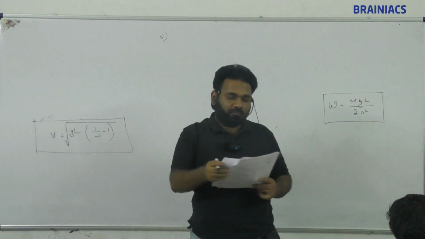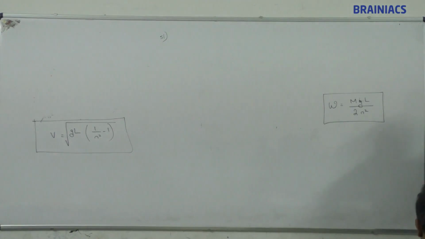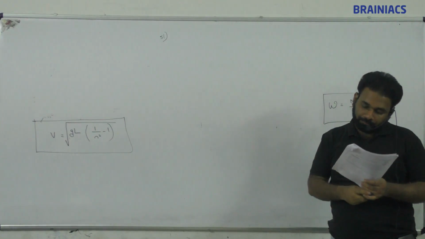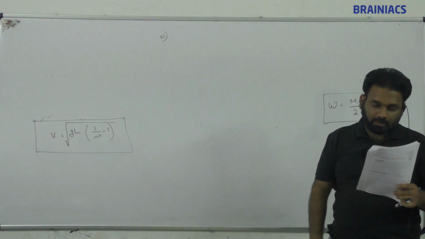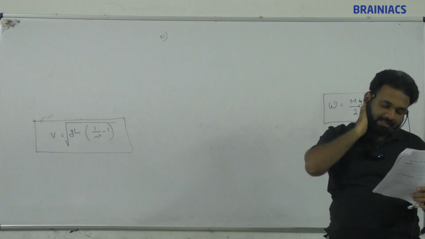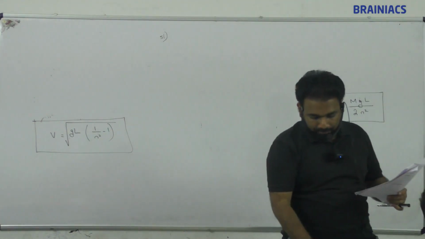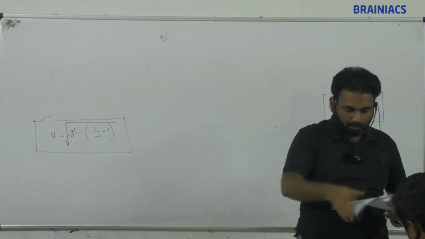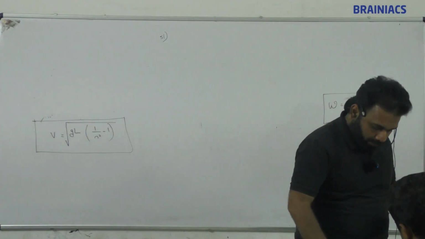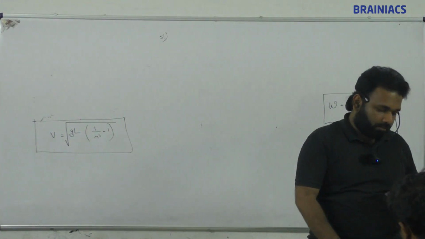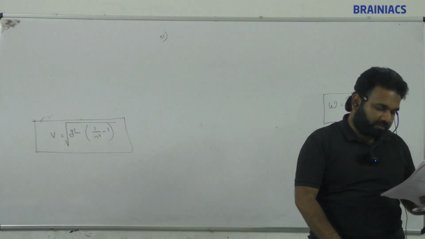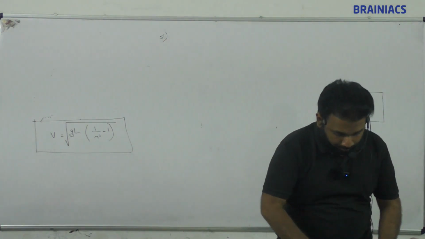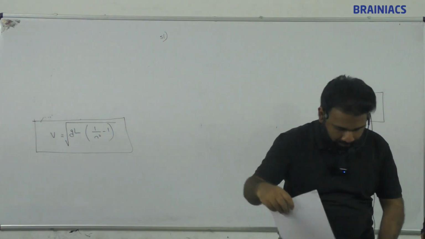A uniform chain of length 2 meter is held on a smooth table and 1/3 of its length is hanging vertically down over the edge of the table. If g is the acceleration due to gravity, the work required to pull the hanging part onto the table. Okay, easy question, no?